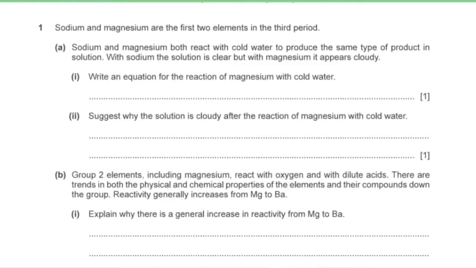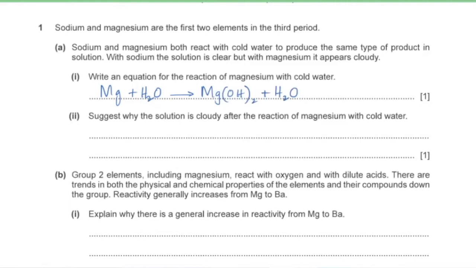Part 1. Write an equation for the reaction of magnesium with cold water. So magnesium with cold water, this reaction gives us magnesium hydroxide plus water, whereas magnesium with hot water would give us magnesium oxide plus water.